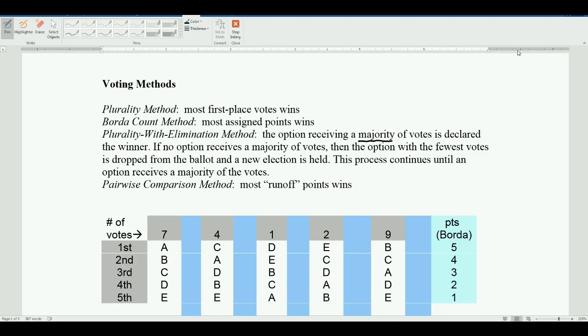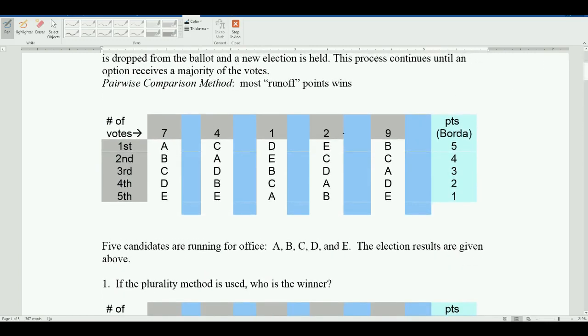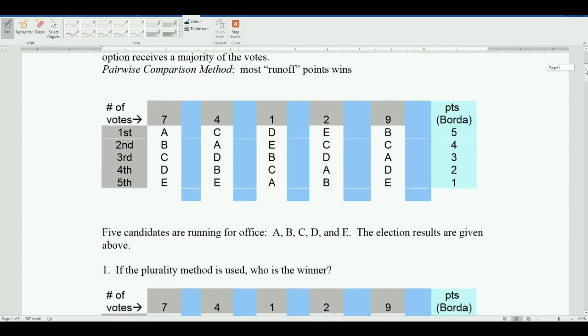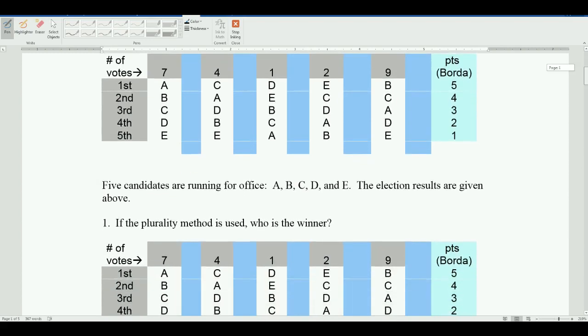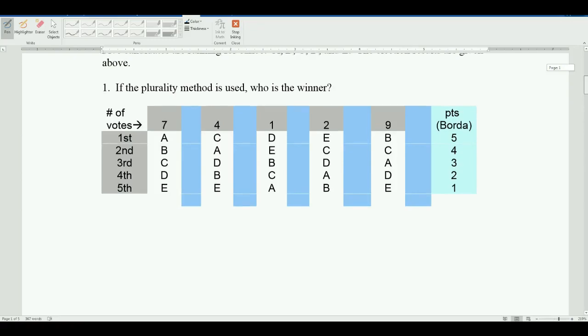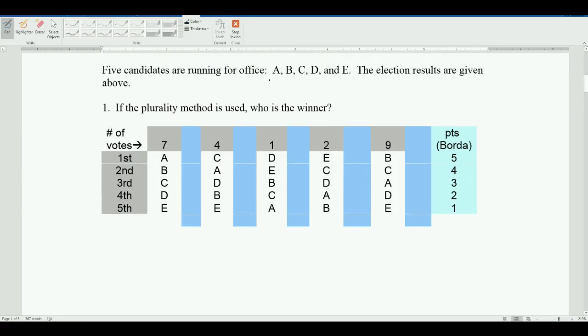So here we go. I'm going to use this example. This table will be used for the first 3 examples: plurality method, Borda count method, and then plurality with elimination. And then I'll use a different one for pairwise comparison. So we have these 5 people running: A, B, C, D, and E.